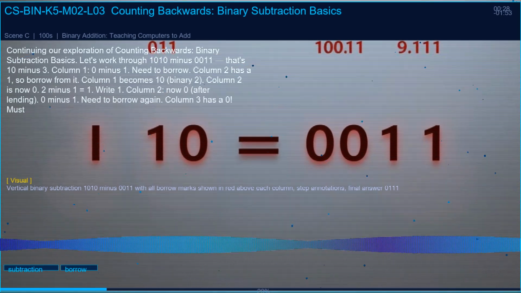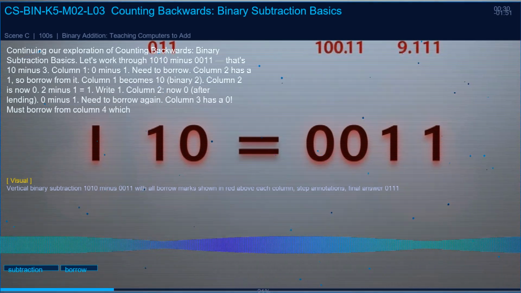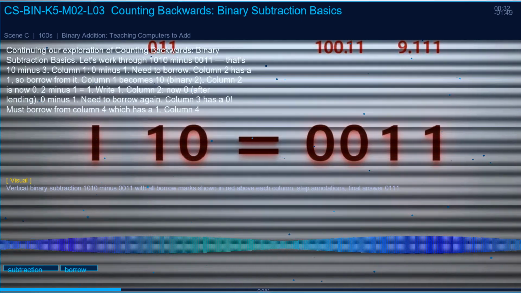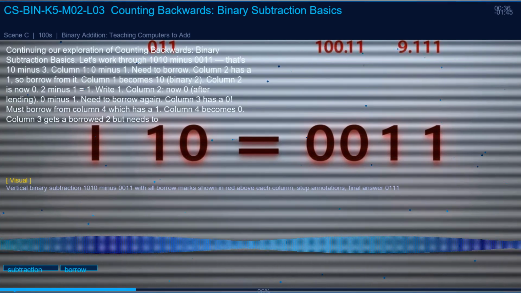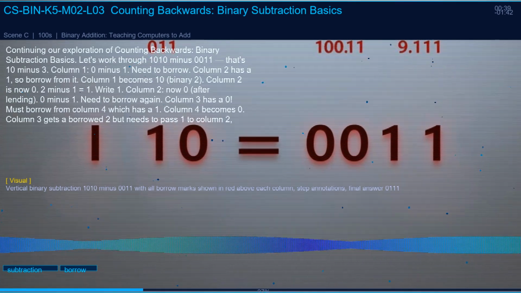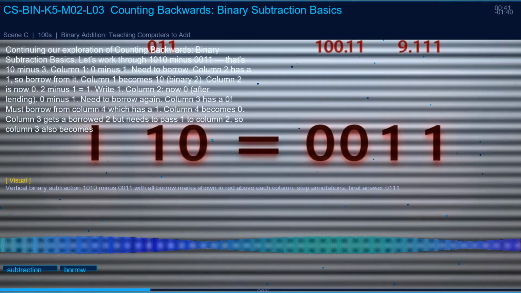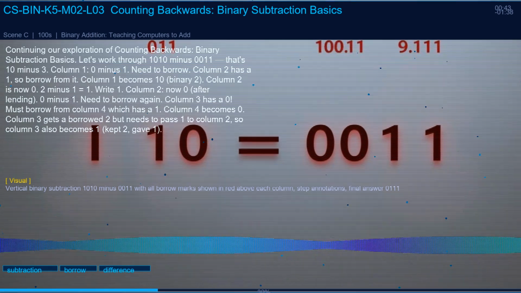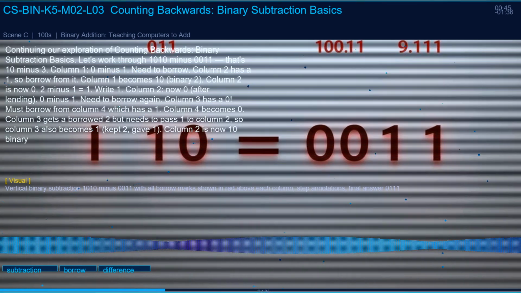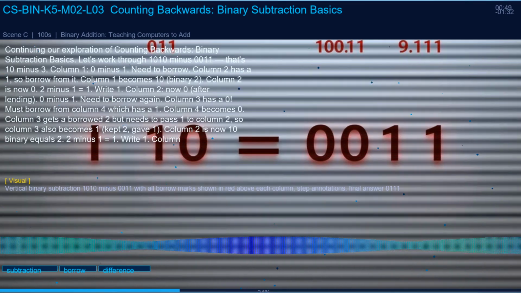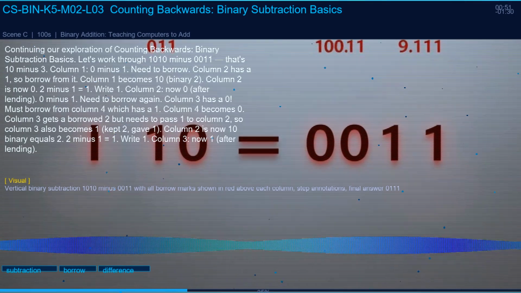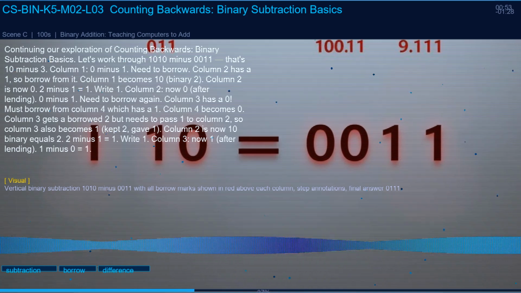Write 1. Column 2, now 0, after lending. 0 minus 1. Need to borrow again. Column 3 has a 0. Must borrow from column 4, which has a 1. Column 4 becomes 0. Column 3 gets a borrowed 2 but needs to pass 1 to column 2, so column 3 also becomes 1, kept 2, gave 1.